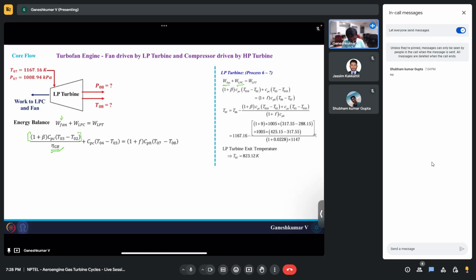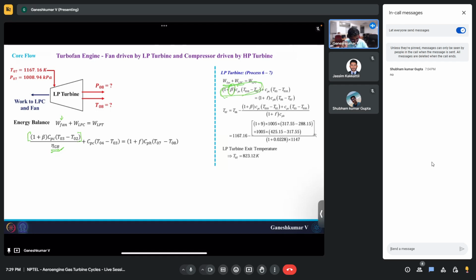So basically there's no difference. The only thing is this is the fan work required in the two-spool turbofan engine. Here in addition you have to divide it by the efficiency of the gearbox because you have an additional mechanical component which has some efficiency. It is not a 100% work transferring device. Okay. So this will change your numbers a little bit, and also the beta is different.